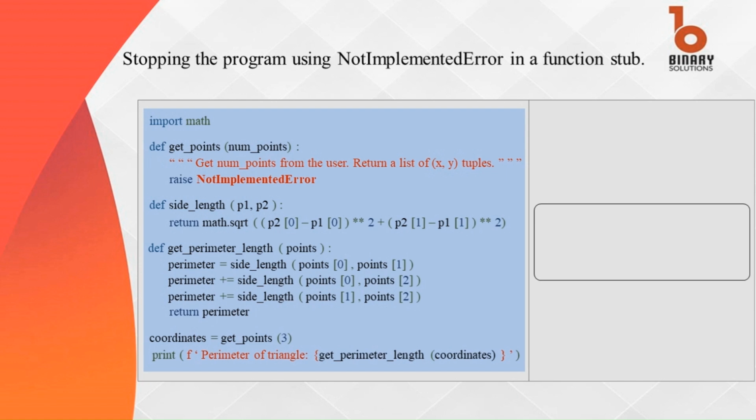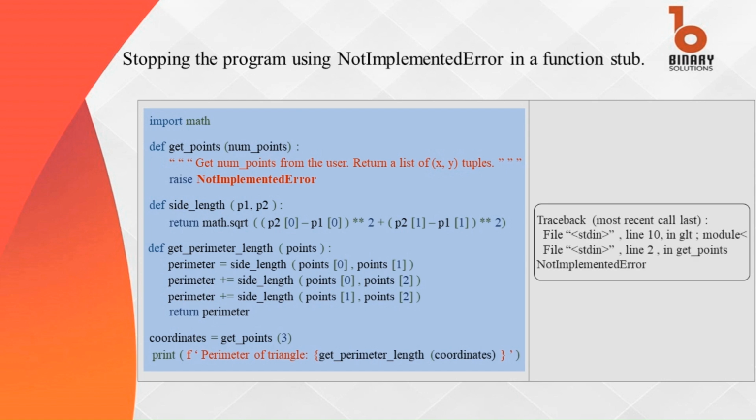When executed, the program attempts to call getPoints3, but since this function raises a NotImplementedError, the program stops execution and displays a traceback error, ensuring that missing implementations are addressed before further execution or testing.